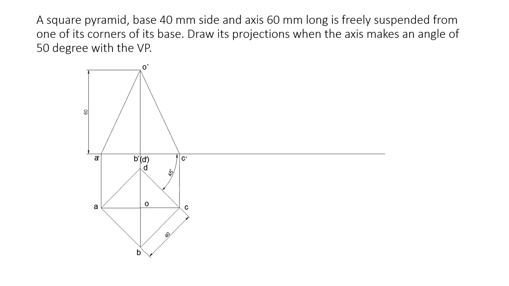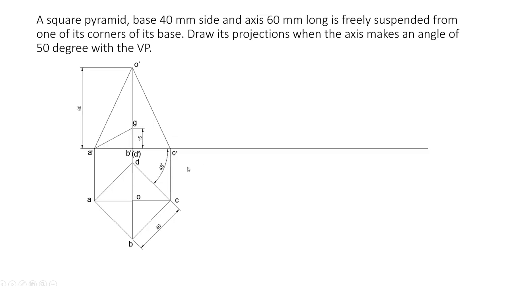Now it is given that the height of the object is 60 mm. So from this point mark 60 mm height, name that point as O dash, and draw the slant edges O dash A dash and O dash C dash. Now the center of gravity of this object is at a distance of h by 4 from the base, since it's a pyramid.